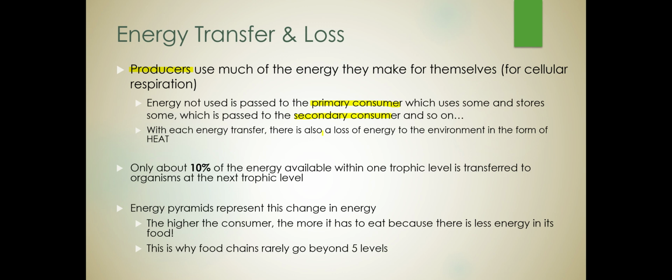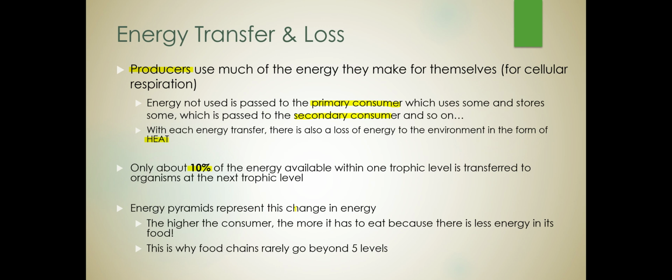So in addition to this loss of energy because it's being used, we also have a loss of energy in the form of heat. This is just going to happen in metabolism. Anytime you have these chemical reactions, energy is going to be lost in the form of heat. And so really only a very small amount, 10% of the energy, is going to be transferred from one level to the next. So from the producers to the primary consumer, only 10% of the energy available to those producers is going to be passed to the primary consumers. And then only 10% of that is going to be passed to the secondary consumers, and so on and so on and so on. And so we represent these changes with energy pyramids.